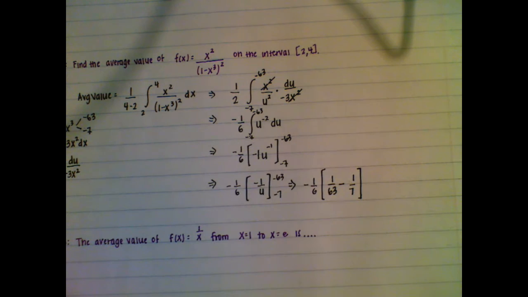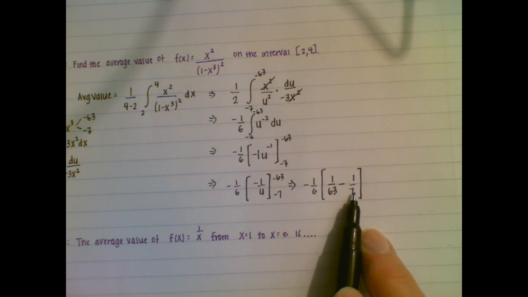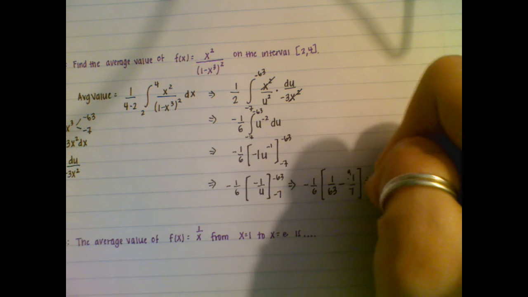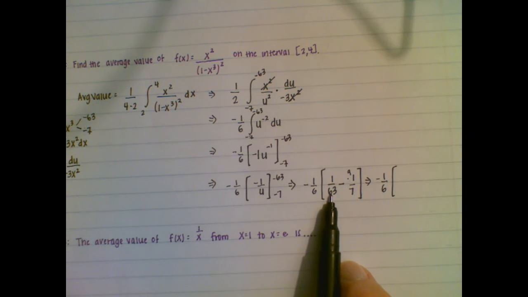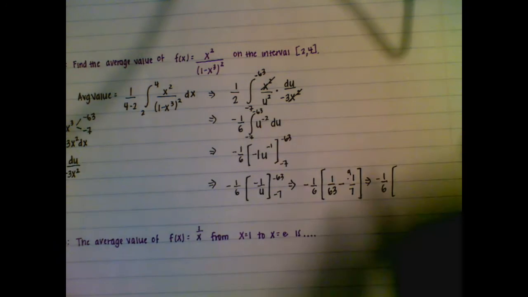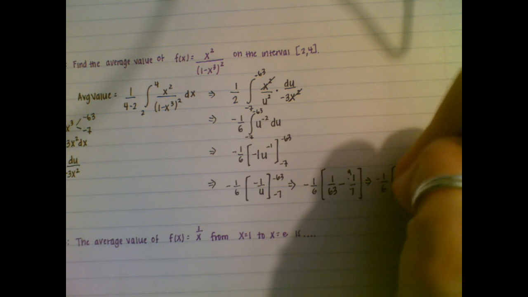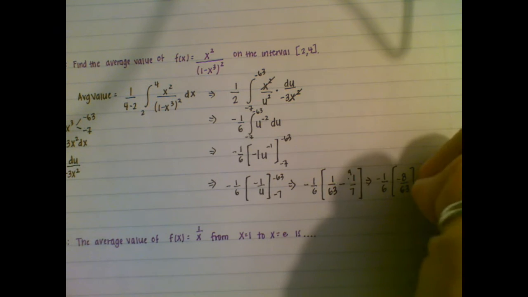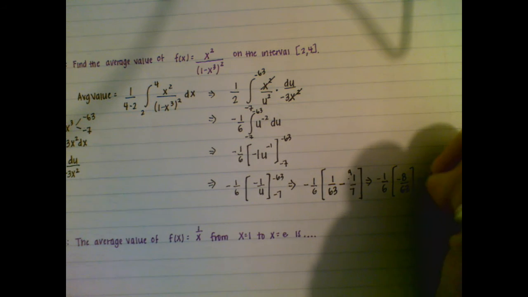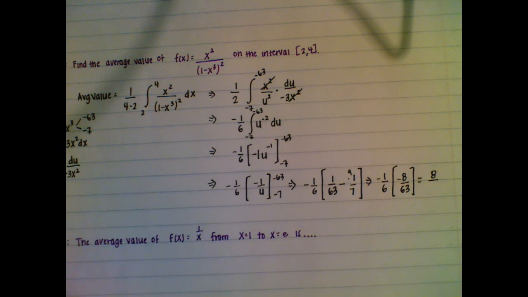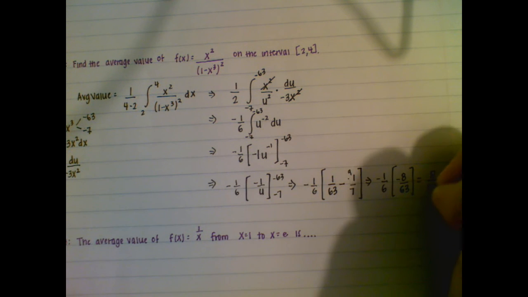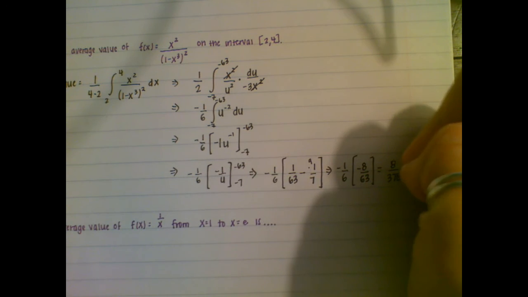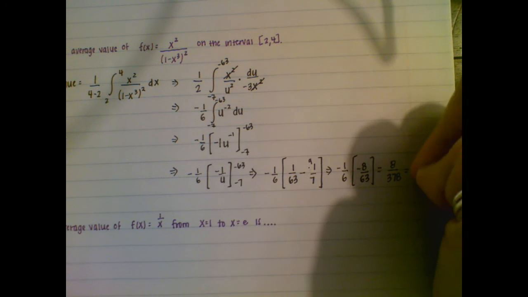So I can make a common denominator here of 63. So multiply the second fraction by 9. So 1 over 63 minus 9 over 63 is going to give me negative 8 over 63. And then when I multiply that by my negative 1/6, that should give me an average value of positive 8 over, I think, 378, which does simplify to 4 over 189.